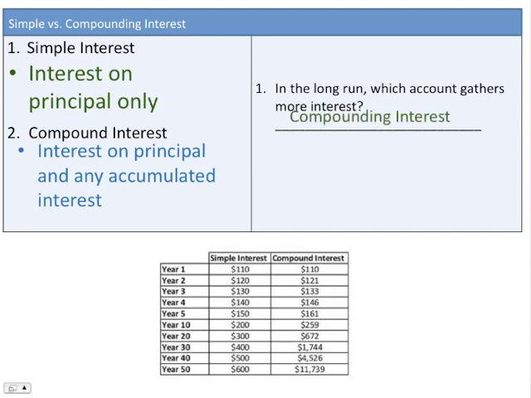Therefore, compounding interest will gain more in the long run, as you can see in this table here at the bottom. In this table, simple interest is rising at a rate of $10 a year, whereas compounding interest is rising based on the principal investment in addition to any gained interest, which creates exponential growth.